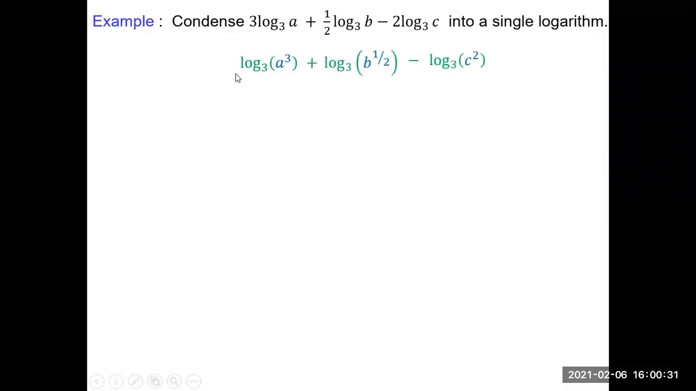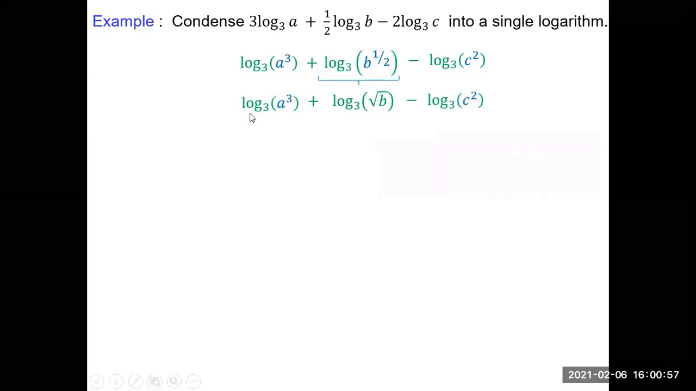And so now we recognize that there are no more coefficients. So because of that, we can now start simplifying by merging them using the product and quotient properties. Now, anytime we see fractional exponents, just keep in mind that that becomes a radical. So I could actually rewrite that as the square root of b. And now if I drop down the other two terms, I'm ready to apply the product and quotient rules.